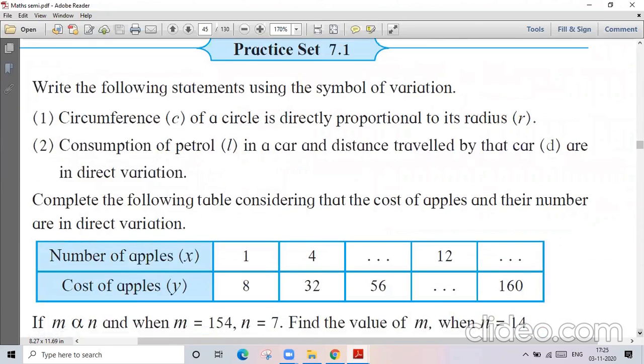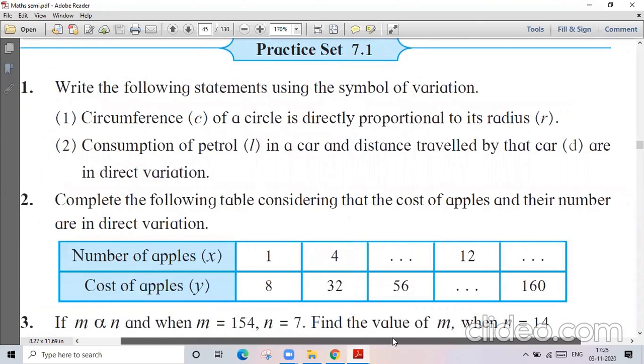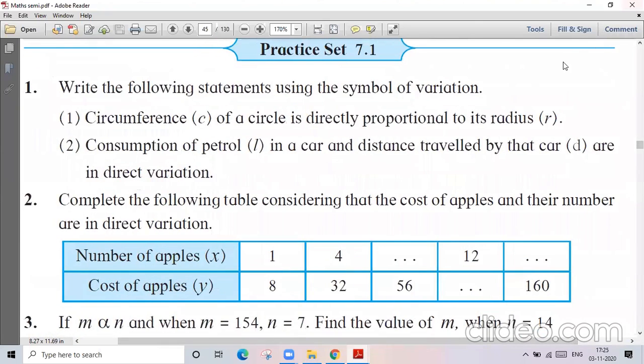Practice set 7.1, directly आलो practice set वर. Easy आहे, टेन्शन घेऊ नका. खूप असं काही डोक्यावरून जाणार नाही. Pay attention, लक्ष द्या सगळ्यांना, attentively लक्ष द्यायचं. Question number 1, practice 7.1.